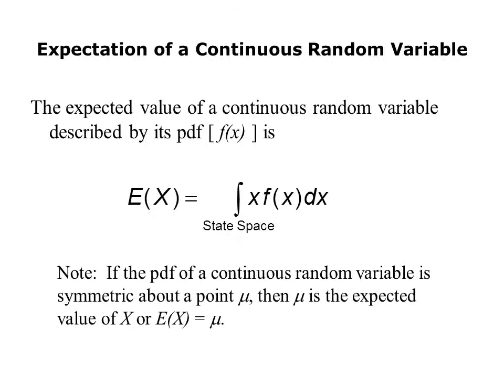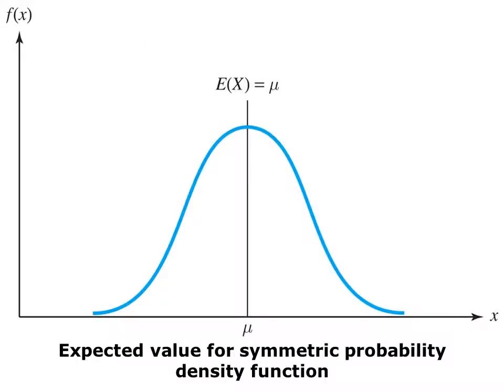Note that if the PDF of a continuous random variable is symmetric about a particular point mu, then mu is the expected value. So if you happen to have a symmetric PDF, you can be assured that the midpoint, that mu, is the expected value. Thus, for this bell-shaped curve, the expected value would fall right on the axis of symmetry, and the value of mu would then be the mean value for this expected value. The equation will demonstrate that for you, but you can know it in advance if you can be assured of symmetry.